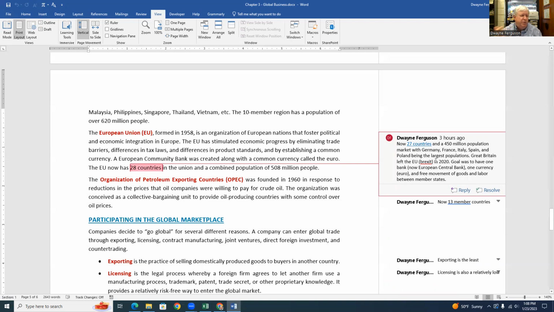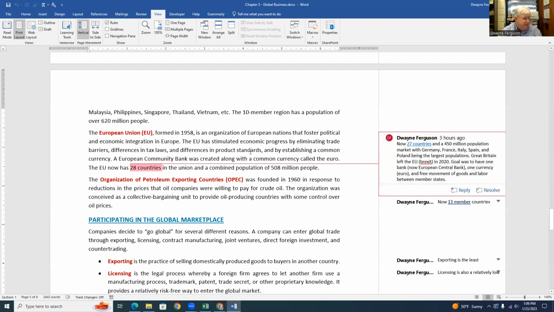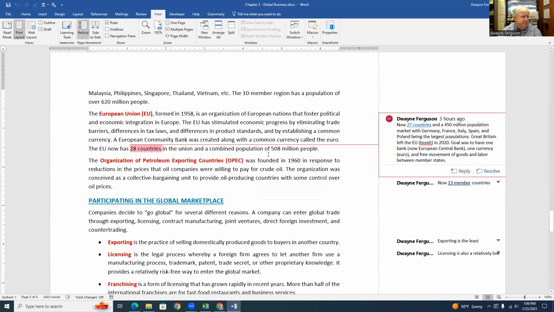Well, the EU's whole purpose was to have one bank, the European Community Bank, which is now called the European Central Bank. They wanted to have one currency, the euro, and they have a president. And anyway, the British didn't want to be part of that. Ireland is still in there, but Great Britain got out of it.